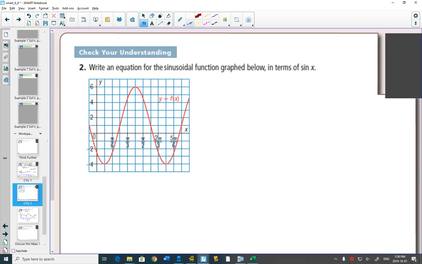In example 2, we're given the graph and we need to write the equation. So we're going to still think about how something was graphed using DAB-C, and then we can translate that back into the equation. If you're looking at your graph, can you find your center line? How do I know my center line is at y equals 1?